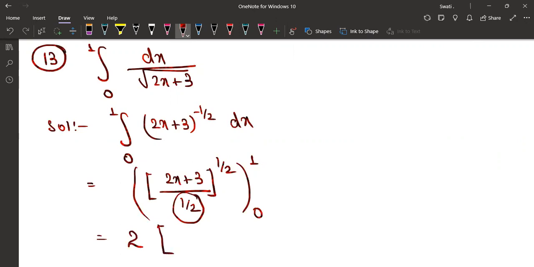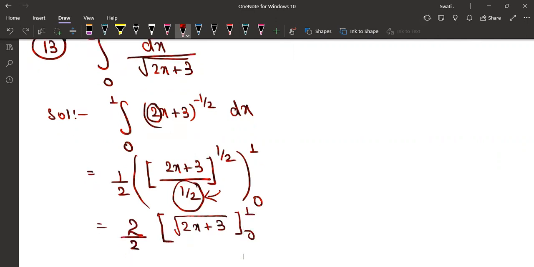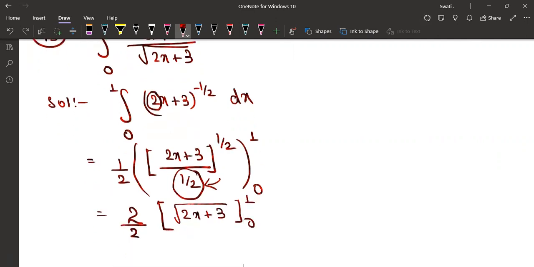And now inside this, okay, one more thing. Here, what is the coefficient of x? 2. That should be divided, right? So if I divide that, this 2 will come over here. So 1 upon 2, if I shift it outside, it will become 2, and then this 2 also, so 2 by 2. And here we are getting just 2x plus 3 raised to half, with upper limit and lower limit. All right, now we can simplify this. 2 upon 2 will get cancelled only.